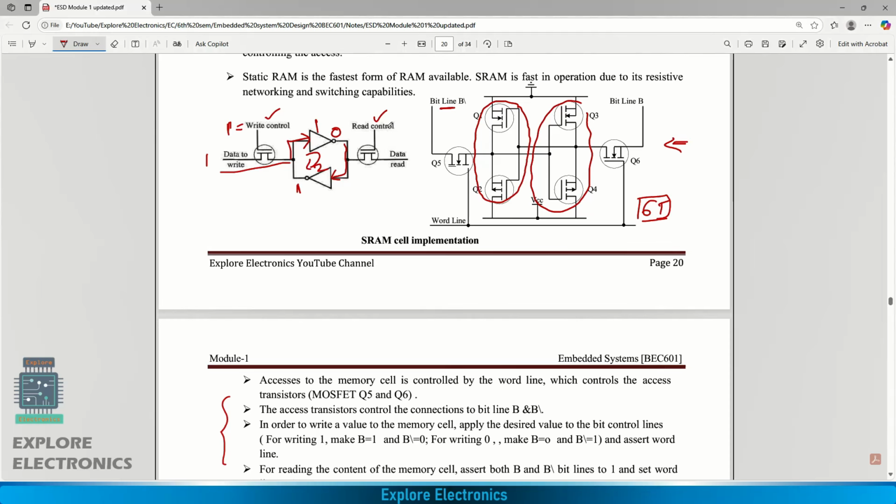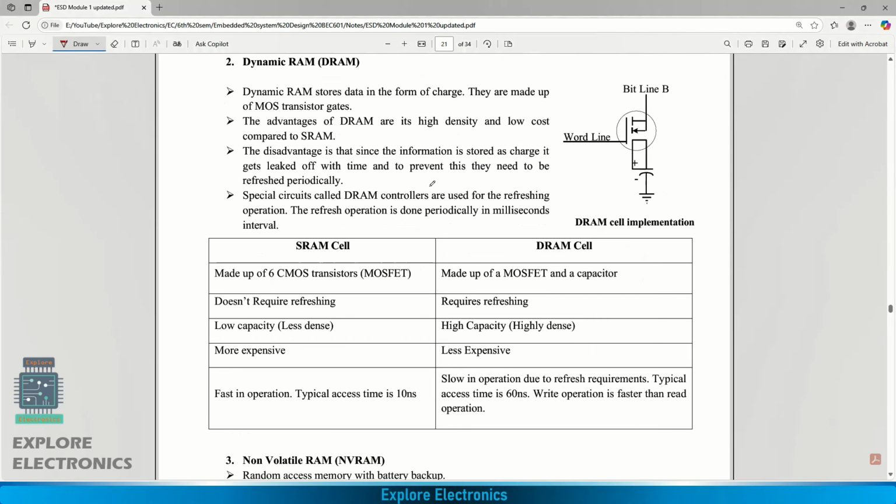Whenever we read the data through read control equal to 1, we will get the inverted data over here. We need to invert it and get it as it is. This is how the system works here. Okay, write control and read control.